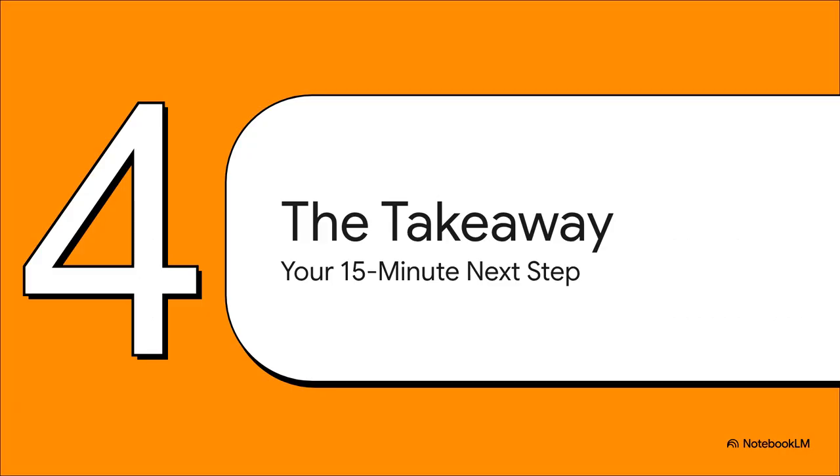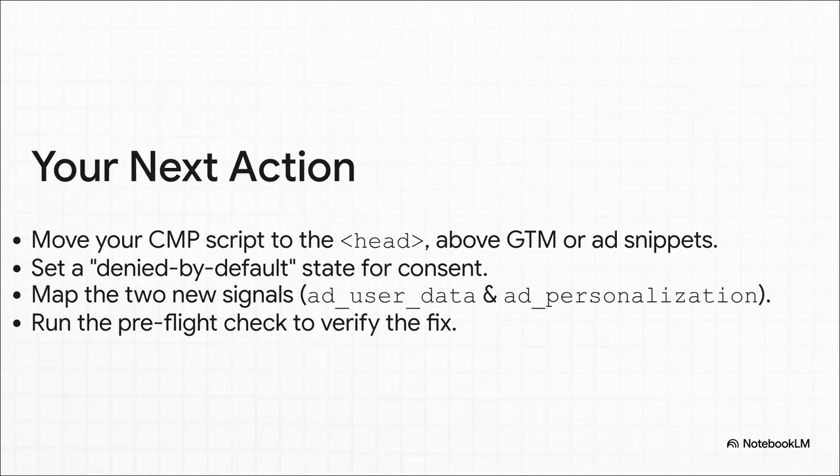Okay, let's wrap this up and bring it all home. Here is your clear, immediate action plan. Seriously, you can probably get this done in the next 15 minutes. Here's your checklist. Number 1, move that CMP script to the very top of your site's head tag. 2, set your default consent state to denied. 3, make absolutely sure you are properly mapping those two new signals. And finally, number 4, run that 60-second check we just talked about to prove to yourself that it actually works.